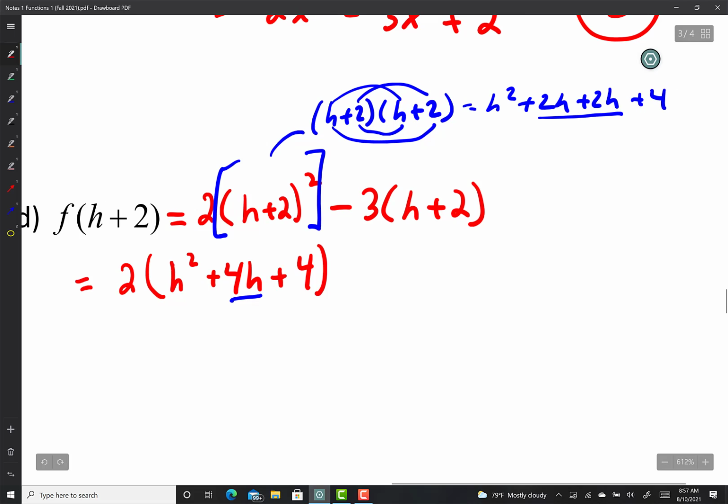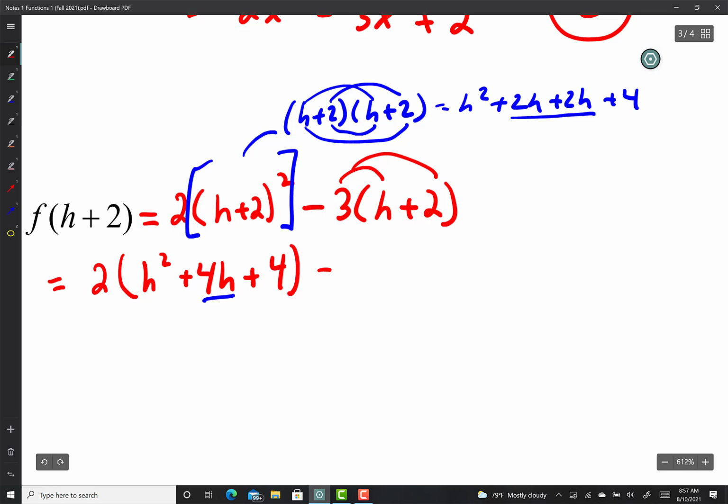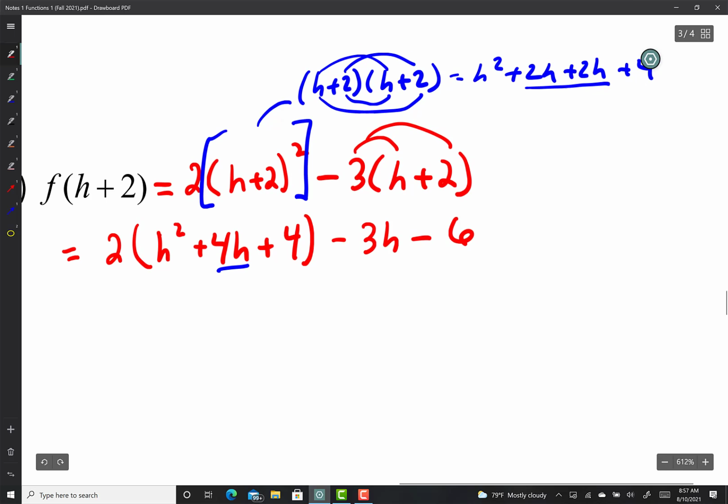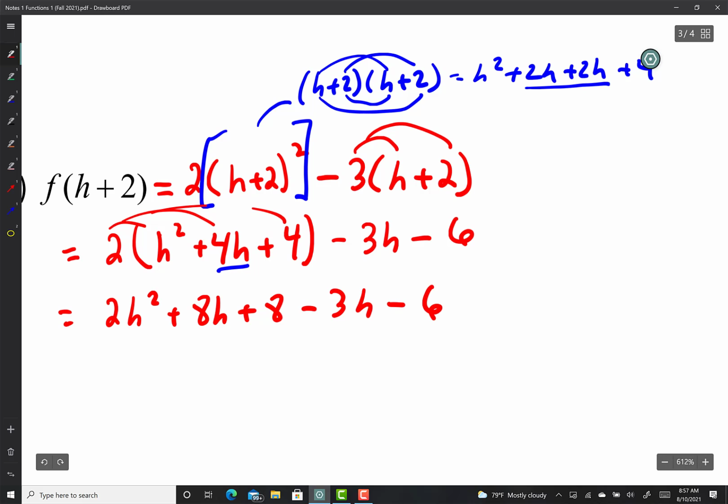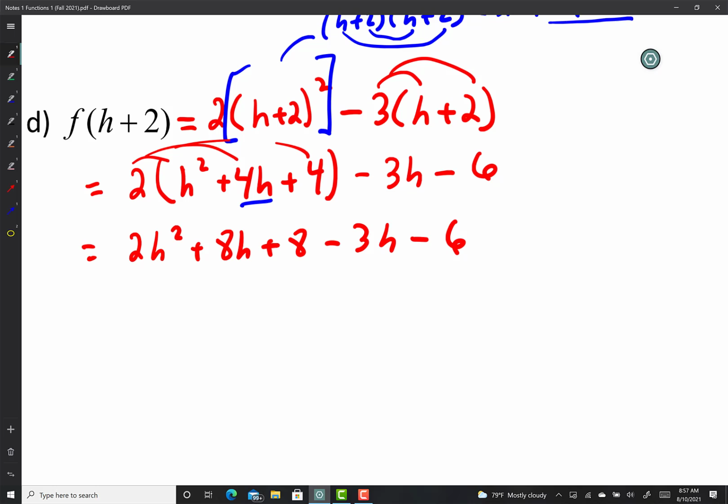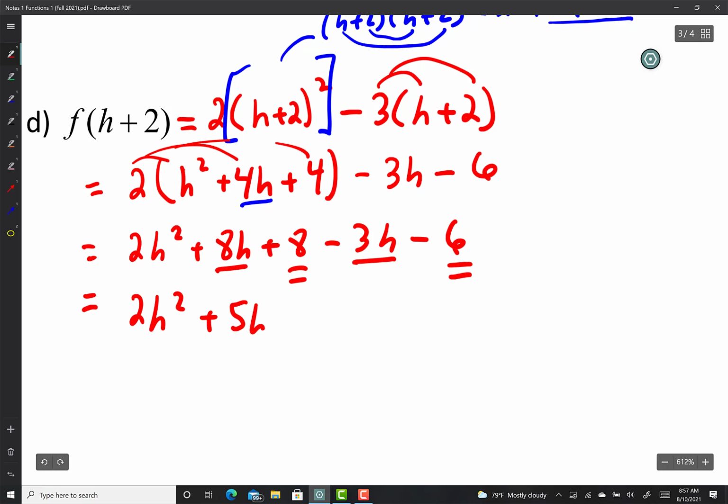Okay. And then you still got this 3 here, guys. Minus 3h minus 6. And then you just distribute the 2. 2h squared plus 8h plus 8 minus 3h minus 6. And finally, you just combine like terms. 2h squared plus 5h plus 2.